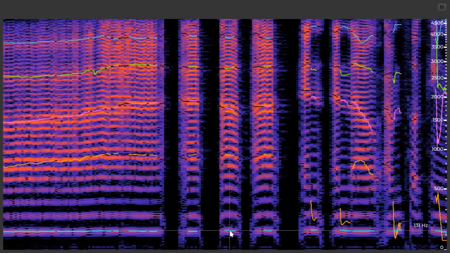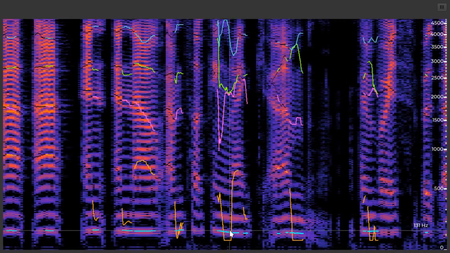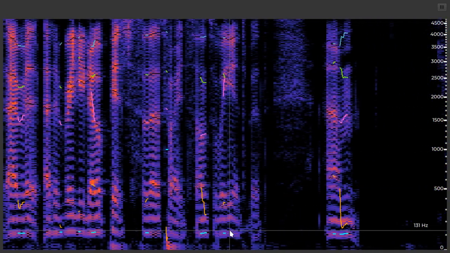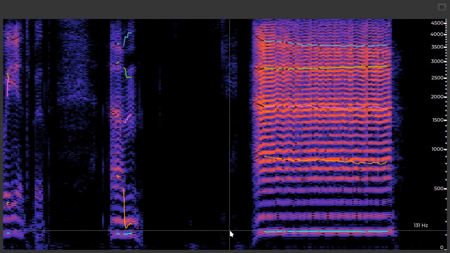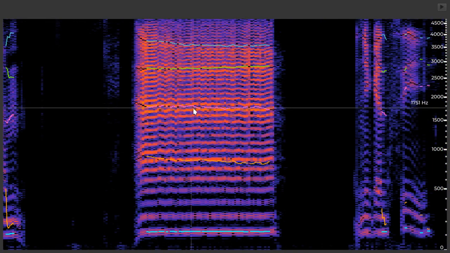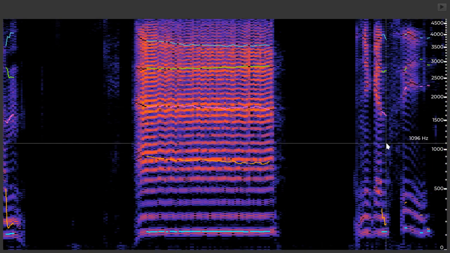And now I'm talking like a femme voice, but at a really low pitch, so that's why it sounds weird. But, and you can see, the first formant is a lot higher, and the second formant is also a lot higher.